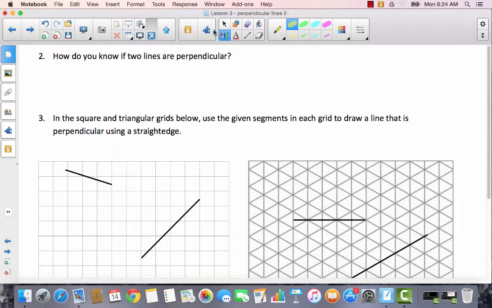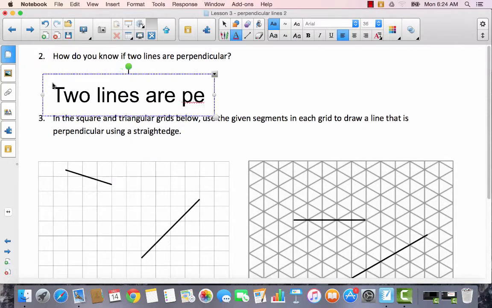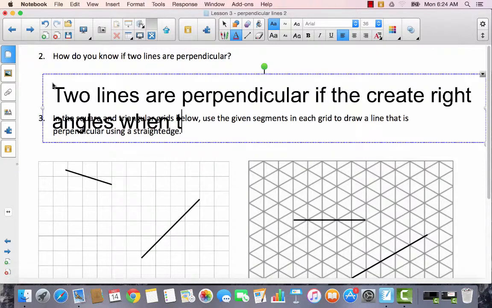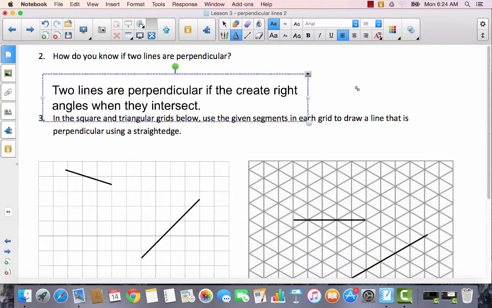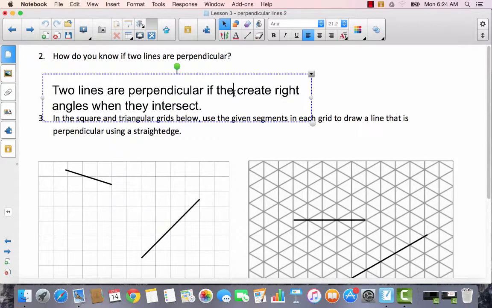How do you know if 2 lines are perpendicular? What do you think? You should have said that 2 lines are perpendicular if they create right angles when they intersect. And you could have used the word cross, but intersect means the same thing as where they cross, okay? All right, try to make that a little bit smaller. All right, 2 lines are perpendicular if they create right angles when they intersect.